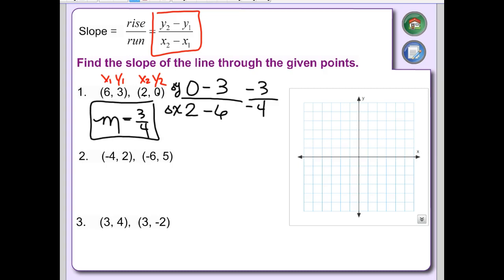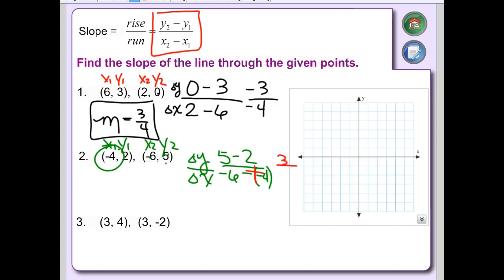Okay, let's try the same thing with the points given in number 2. Again, this is going to be x1, y1, because it's just the first point. The second point, I'm just going to make that x2, y2. So if I do my change in y's, 5 minus 2, remember the back y minus the front y, and then I need my change in x's. So the back x is negative 6 minus the front x, which is negative 4. All right, so we got a sleeping man here to wake up. So if I look at the numerator, we've got 5 minus 2, which is 3. And then the denominator is negative 6 plus 4, so that gives me what? Negative 2. So for number 2, my slope is negative 3/2.